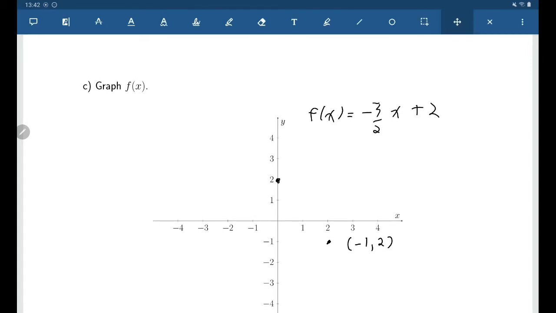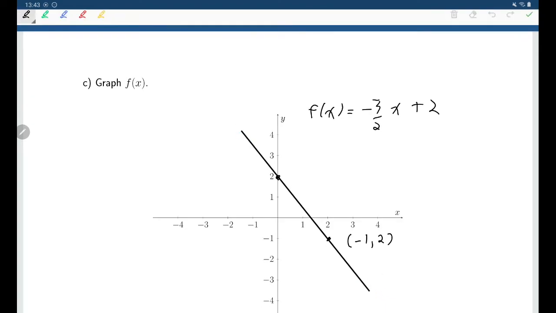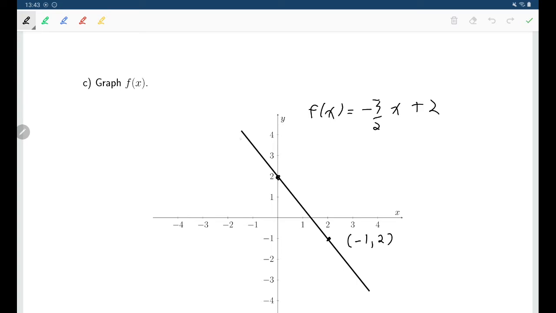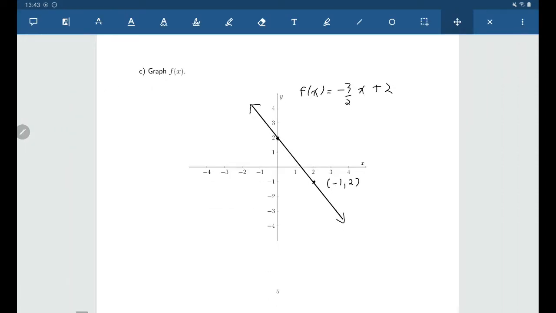Notice, of course, here that I've got, as always, my x-axis and my y-axis labeled, and I've also got my tick marks labeled, and I've also got all of my points labeled. That's the ideal here, that we want to have everything as well labeled as possible. And of course, as well, I've got the equation of my graph labeled. So there we go. That's f of x. F of x being negative 3 halves x plus 2.